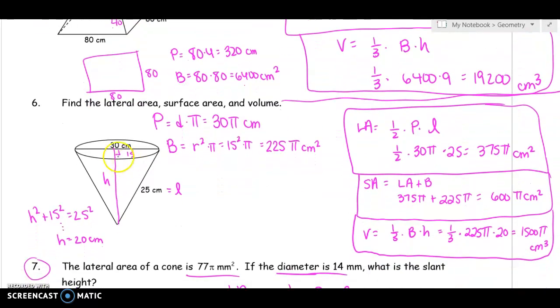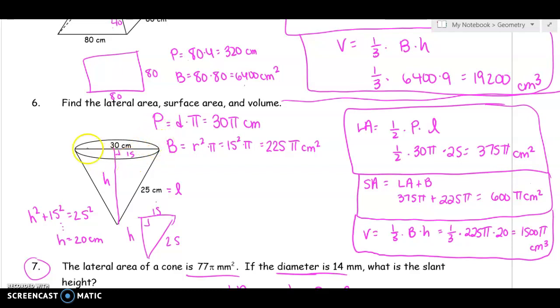Number 6, I drew in the height. I don't know what it is. This piece gets cut in half to be 15. 25 is your slant height. You can do your Pythagorean Theorem. All right. If you need to draw the triangle off to the side, go ahead. You can do h squared plus 15 squared equals 25 squared. You get a height of 20 centimeters.